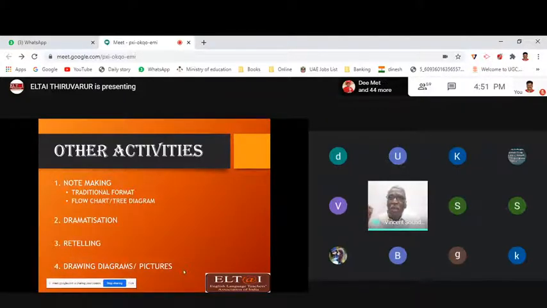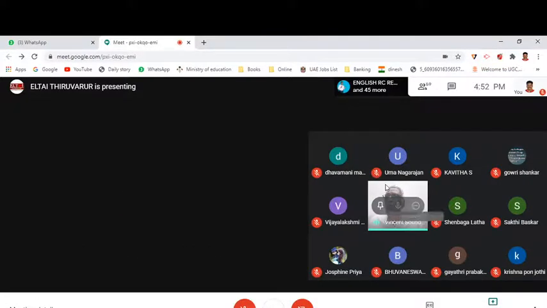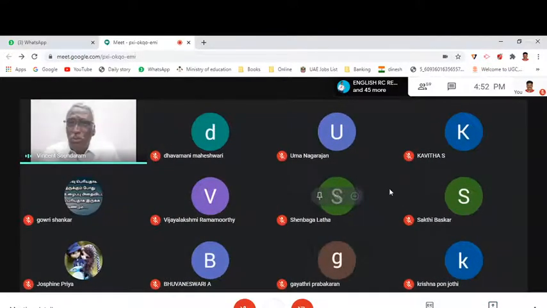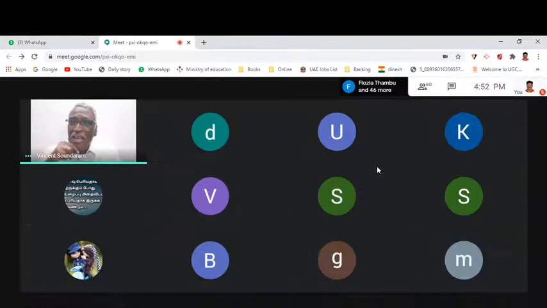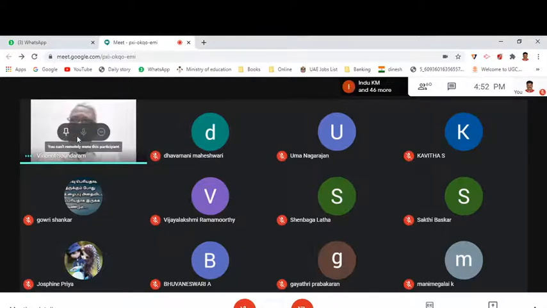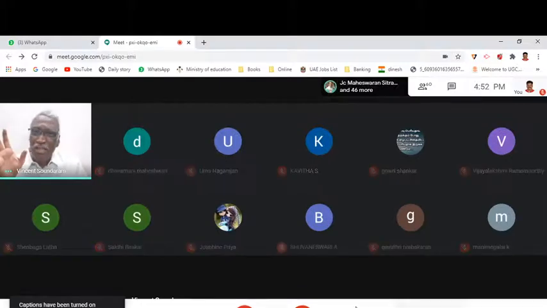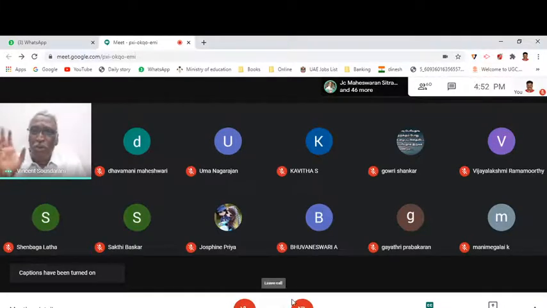Or it can be some kind of drawing work, or at an advanced level, note taking and summary. Note making is a very important exercise, and it has its own format, so encourage them to do it. So the other activities are note making, dramatization, or retelling. The students retell the story, or you just ask them, this is the first part of the story, you have to complete it in your own way. So drawing, diagrams, pictures, making models, and so on. All this will be given as activities.